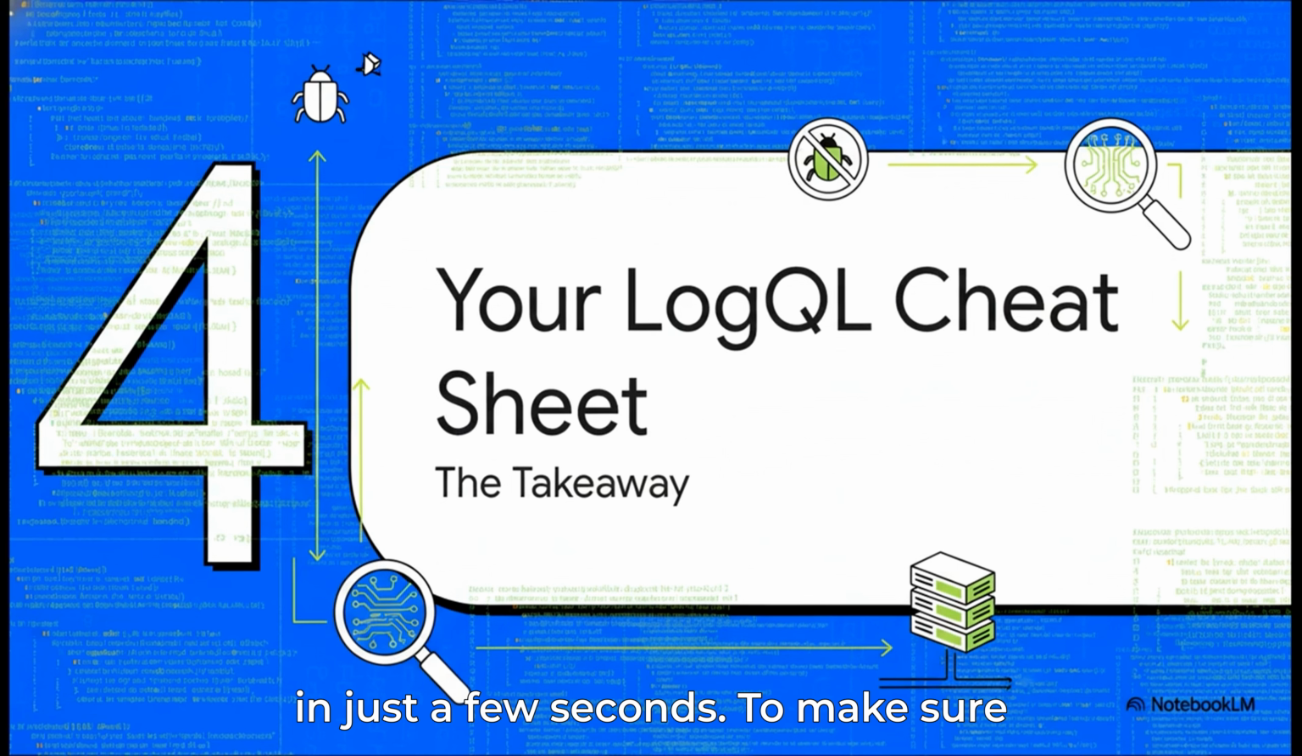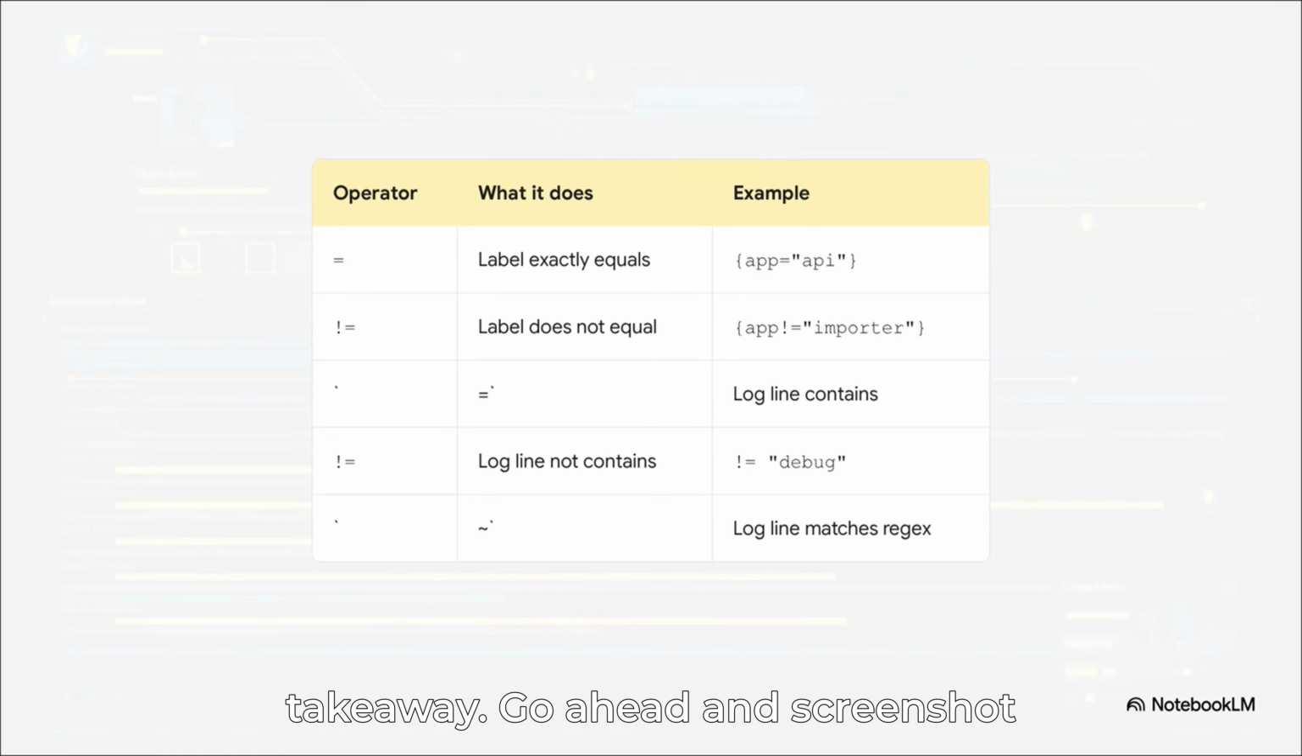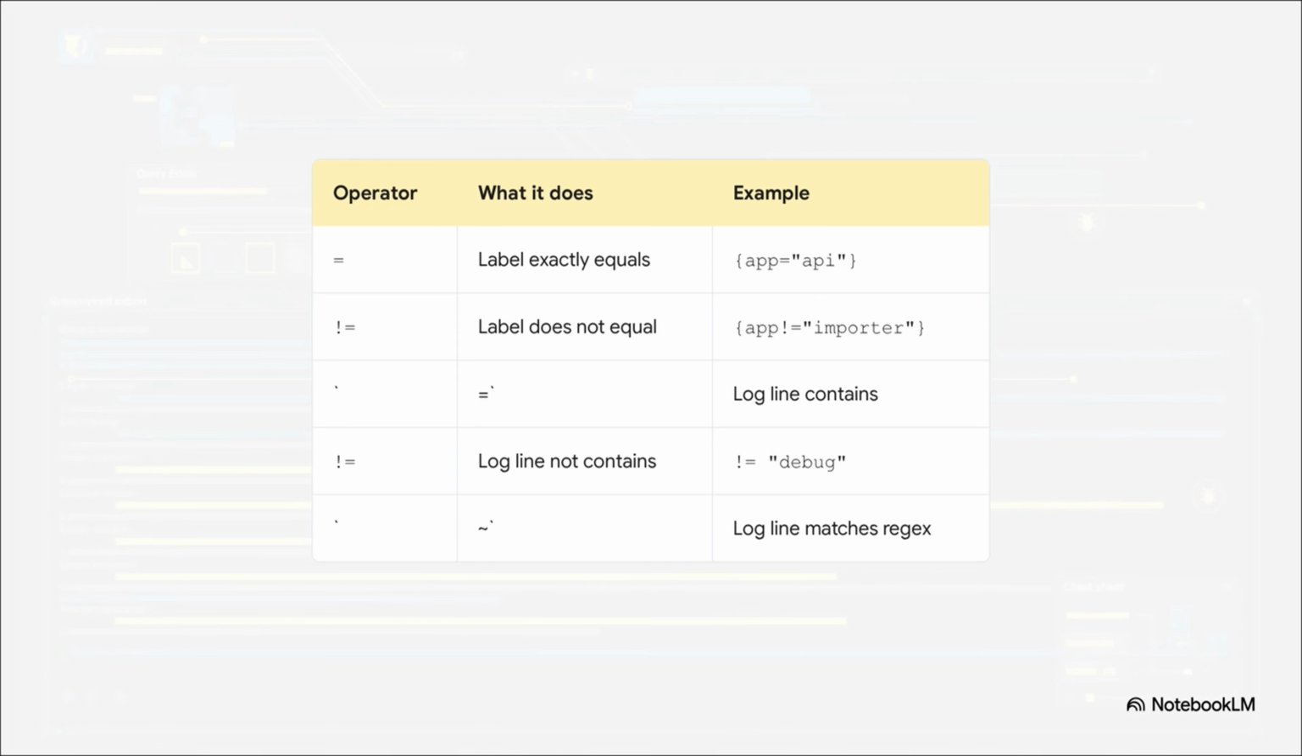To make sure all this sticks with you, let's wrap things up with a handy little cheat sheet. All right, this is your key takeaway. Go ahead and screenshot this, print it out, stick it on your monitor. For labels, you've got equals and not equals. For the actual log lines, you've got contains, does not contain, and for when you need to get really fancy, a regex matcher. Honestly, these 5 operators will solve 99% of your problems.